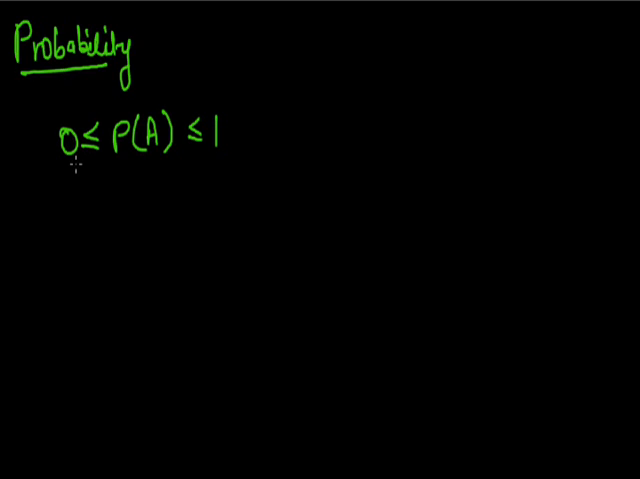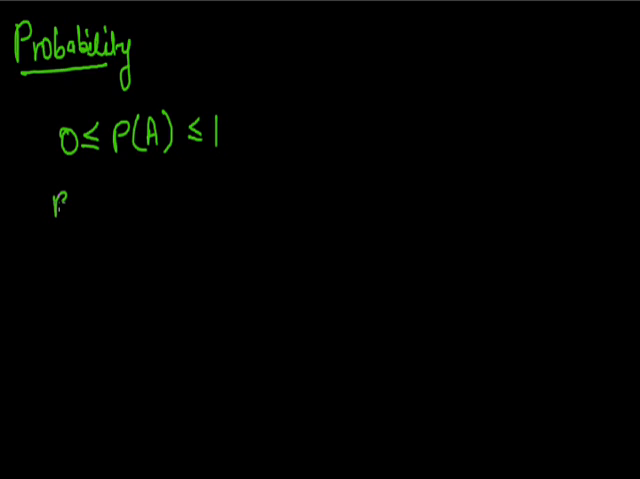It means that if you take any event, the probability of that event happening always lies between 0 and 1. That is, its probability is either 0 or greater than 0, and either 1 or less than 1. So the probability cannot be more than 1 or less than 0.